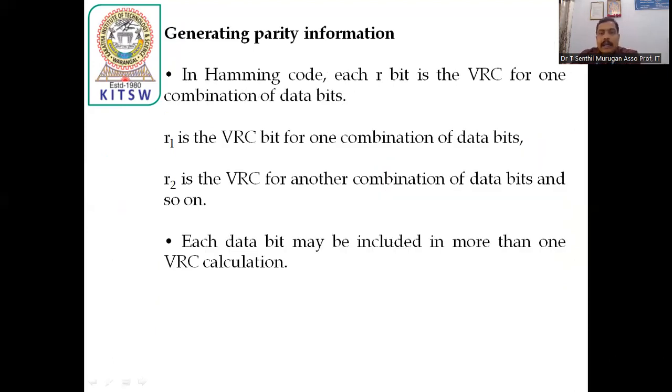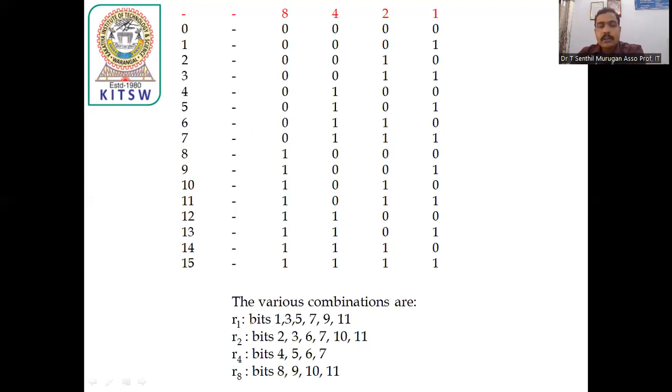Okay. In Hamming code, each r bit is the VRC. VRC means vertical redundancy check, for one combination of data bits. So R1 is the VRC bit for one combination of data bits. R2 is for another combination of data bits. Okay, so how can we calculate R1, R2, R3, R4?